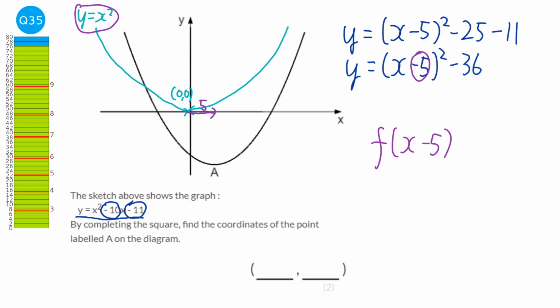We also know that if you have a minus 36 on the outside, which we do here, it moves it down 36. So it's going to go down 36. So our new minimum point won't be at 0, 0. It will move to the right 5. So the x coordinate will be 5. And it will be moved down 36. So it will be minus 36.